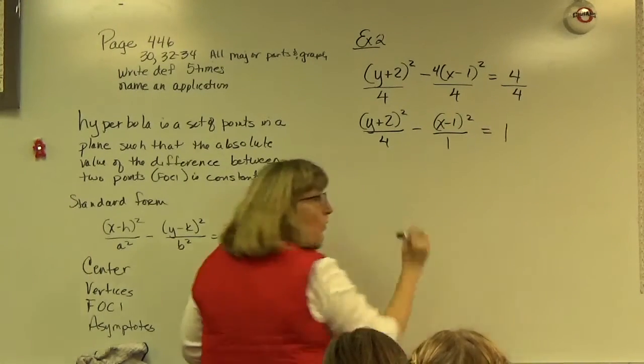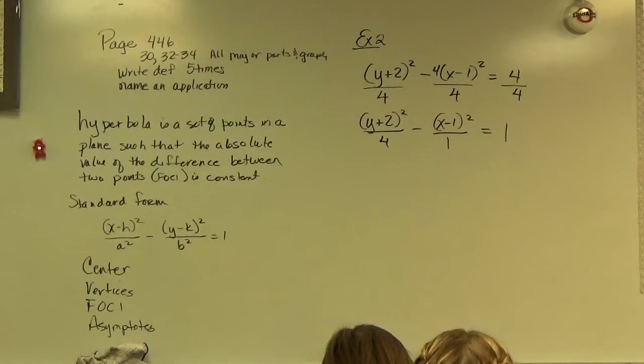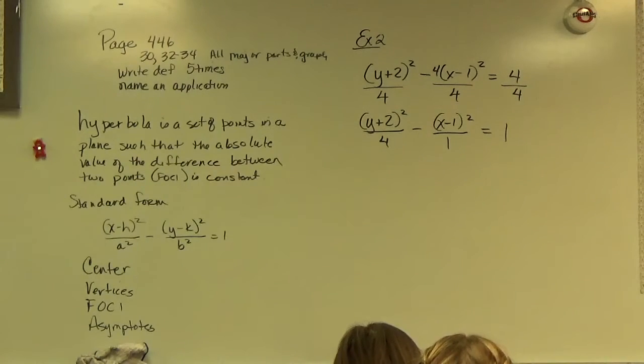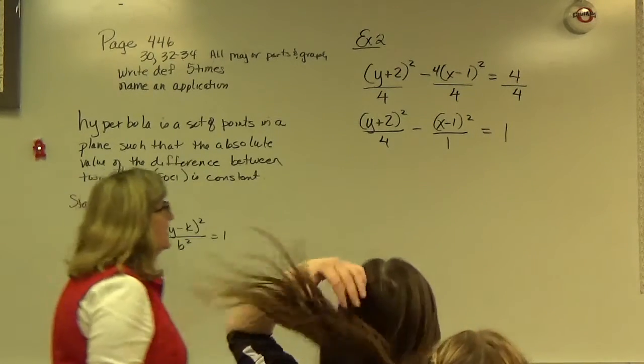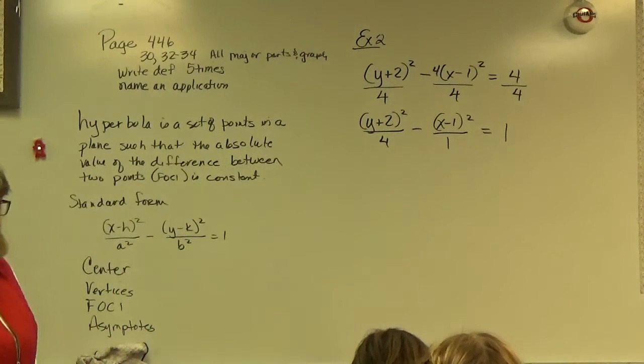And notice I put the 1 there. That just makes it easier when I get to the problem. Okay, do you have questions about that yet? So, got to get it equal to 1, just like you did with the ellipse. The only difference is the hyperbola is in subtraction, where your ellipse was in addition. So that's how we distinguish between the two.